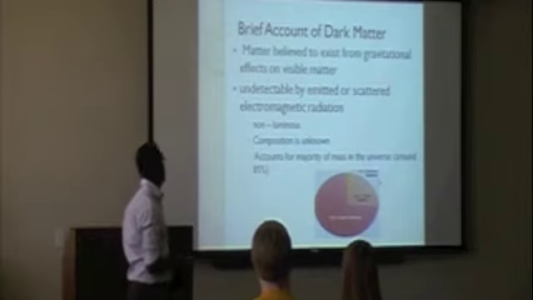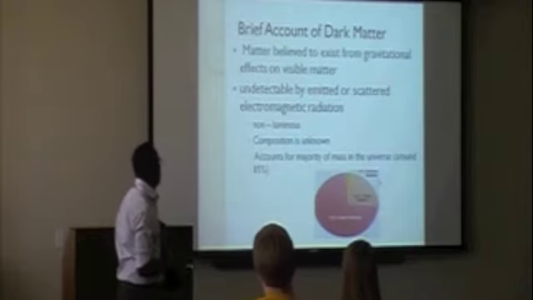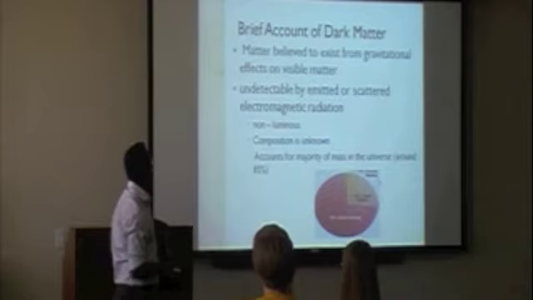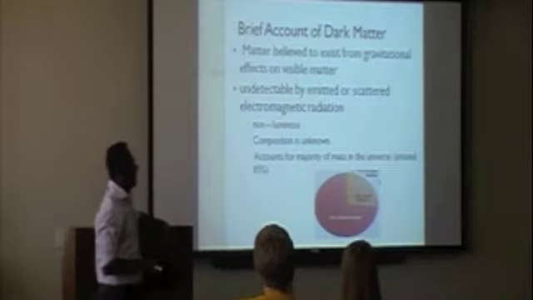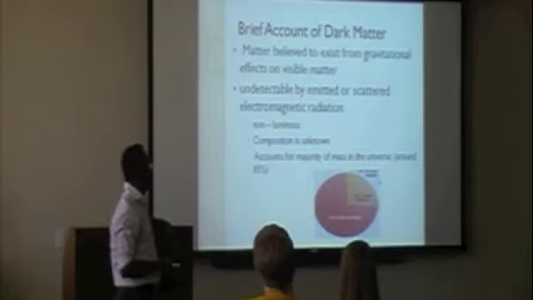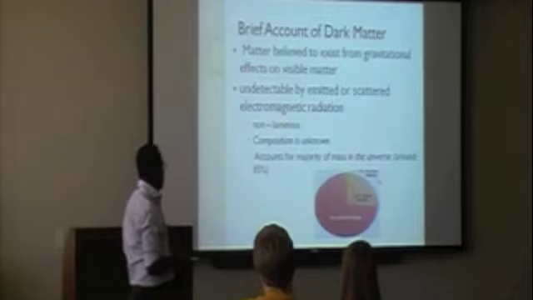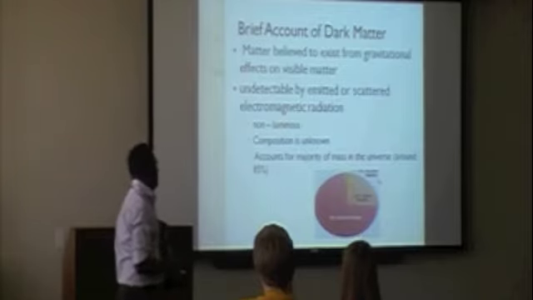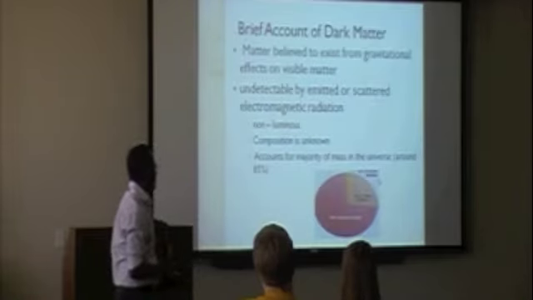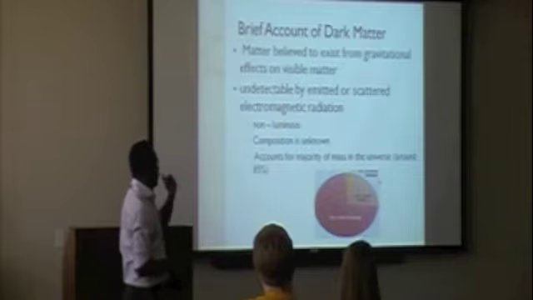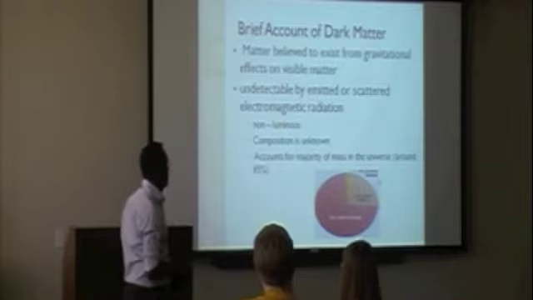Dark matter is believed to exist from its gravitational effect on visible matter. It doesn't emit or scatter any electromagnetic radiation, and it is non-luminous. Therefore, we can't see the dark matter. Also, we don't know its composition exactly, and the majority of the universe is dark. According to this picture, 74% is dark energy, 22% is dark matter, and only 4% is visible matter.